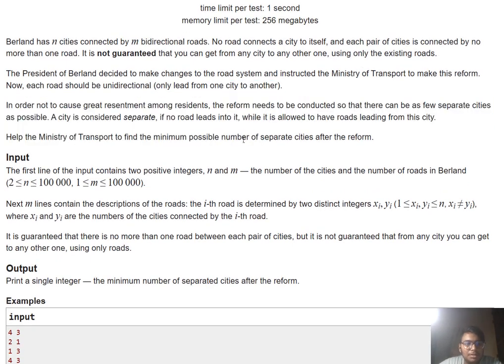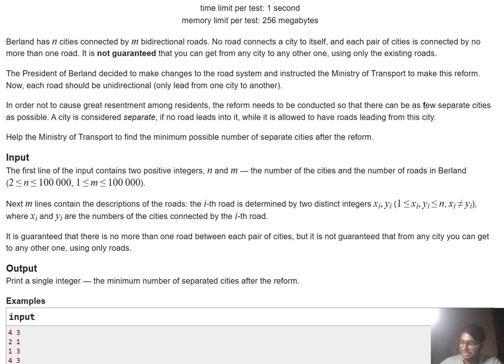Okay, so in order not to cause great resentment among residents, the reform needs to be conducted so that there can be as few separate cities as possible. A city is considered separate if no road leads to it, while it is allowed to have roads leading from the city. So we need to make the roads directional from the non-directional ones.